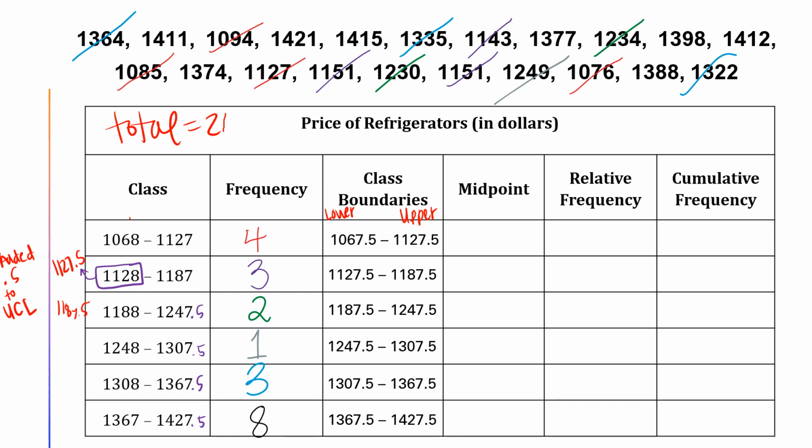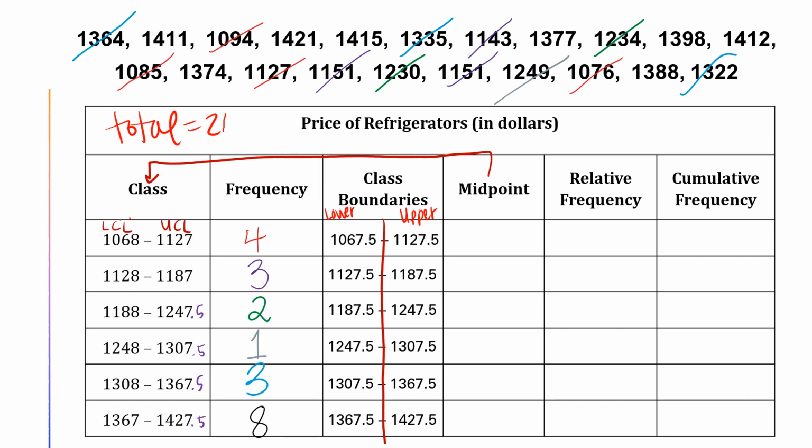All right, midpoint. We're talking about the original class here. I'm going to draw a line down here so we understand that these are just two separate values. The lower class boundary and the upper class boundary. The midpoint, we're looking at the original classes and we're saying, what's the halfway point between the lower class limit and the upper class limit? LCL equals lower class limit. UCL equals upper class limit.